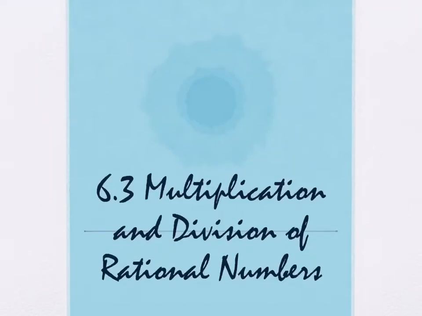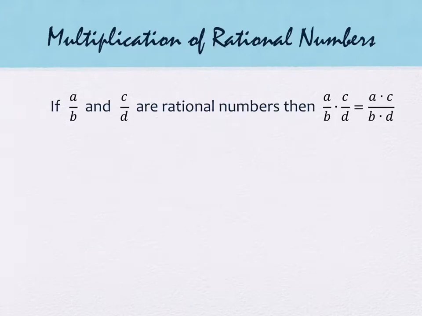6.3, multiplication and division of rational numbers. So we're going to take a look now with our fractions, for the most part, right? That's how we're thinking about rational numbers for the moment, at how to do multiplication and division. And what I'd like for you to first talk about is just definitionally what it looks like, and then how it works from sort of a picture point of view.